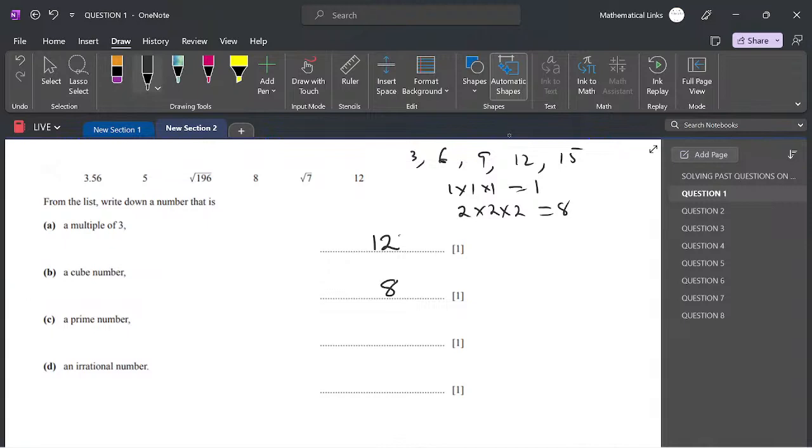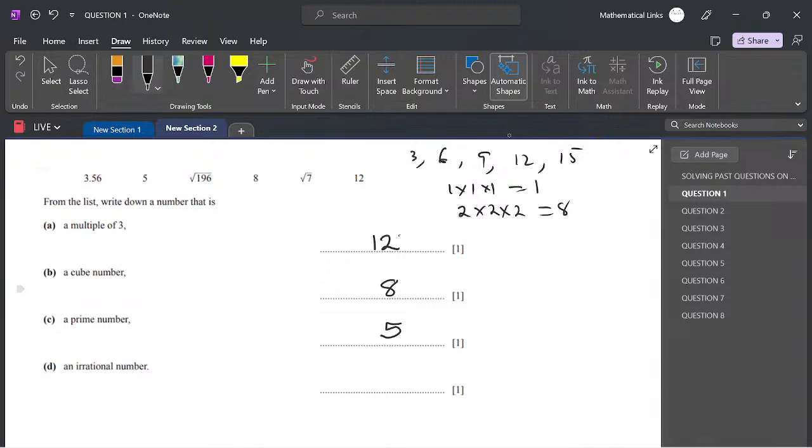So a prime number. In our previous lesson, we discussed a prime number. A prime number is a number that has two factors, only two factors, that is 1 and itself. So for this one, if you look at 5 here, it is a prime number because it has only two factors, 1 and itself. So I'll pick 5 here.